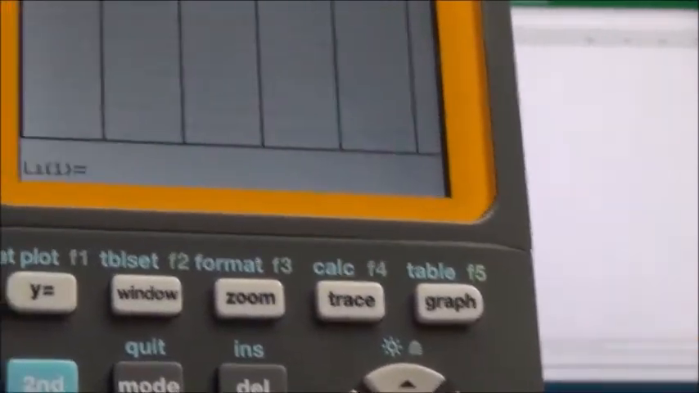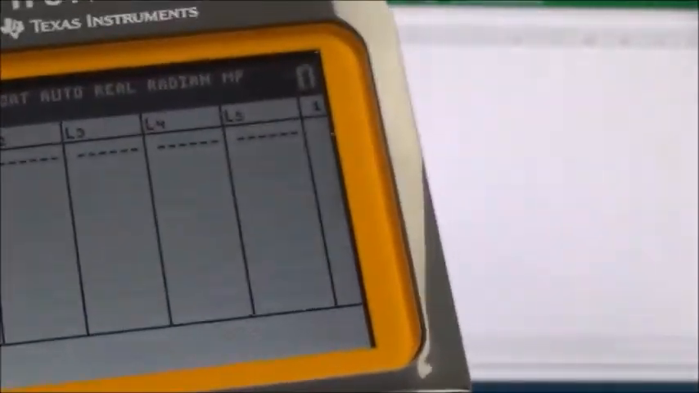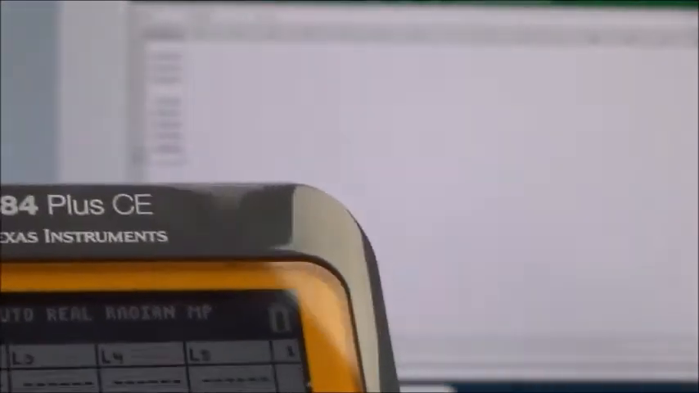I'm going to hit 1 to edit. If there is anything in there, highlight L1, hit clear, and enter. Mine was already cleared, but if you need to. And then we've got to put our data in there. So I'm going to type my data in there.